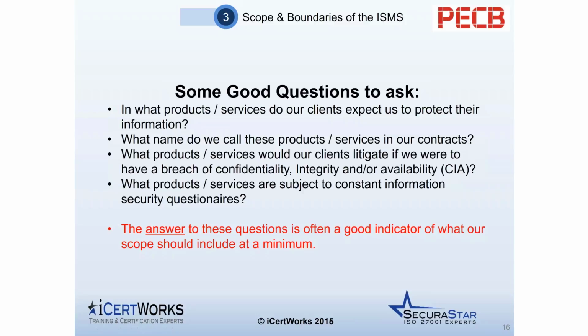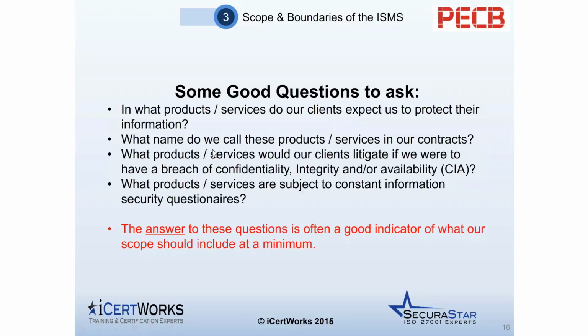Outside of those other factors is, what do our clients expect from us when they give us their information for products and services that we sell? Okay, another thing is we want the names of these products and services to be synonymous in the scope as they are in our contracts. Okay, and we're going to tie this back now to product liability and professional service liability. So what is the name that we call these products in our contracts? We may want to use those same names in our scope statement.